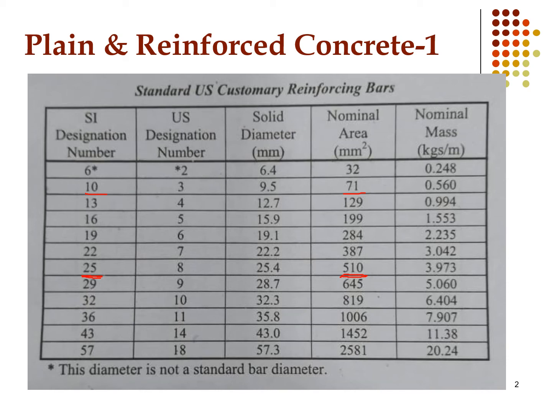Let's say I say 2 number 13 bars. If we want to calculate the nominal area, it will be 2 times 129. If I say 3 number 32 bars and we want to calculate the nominal area, it will be 3 multiplied by 819.